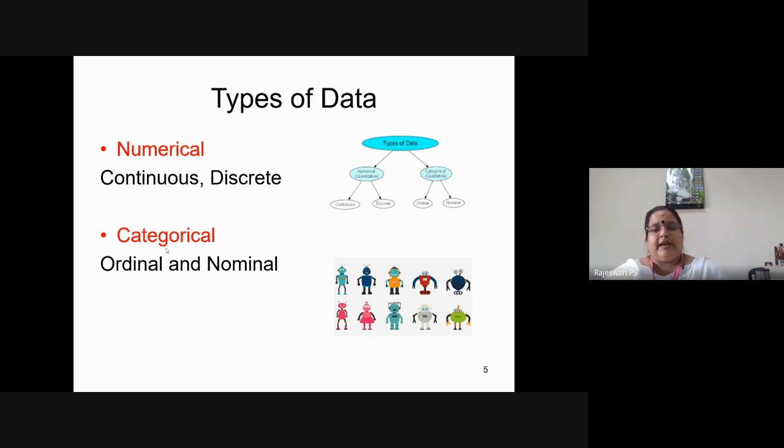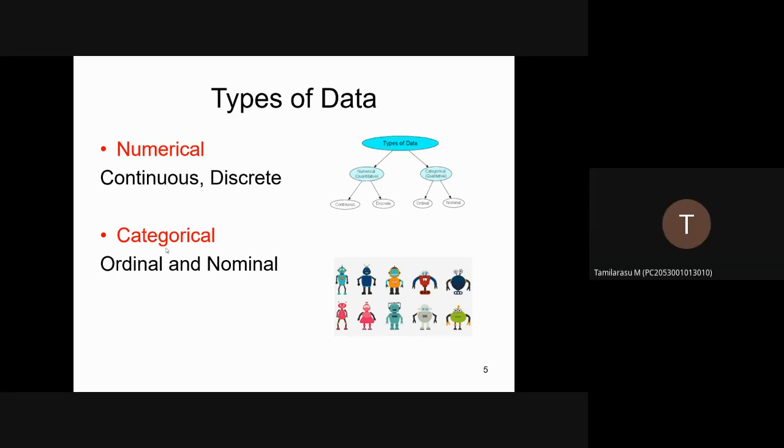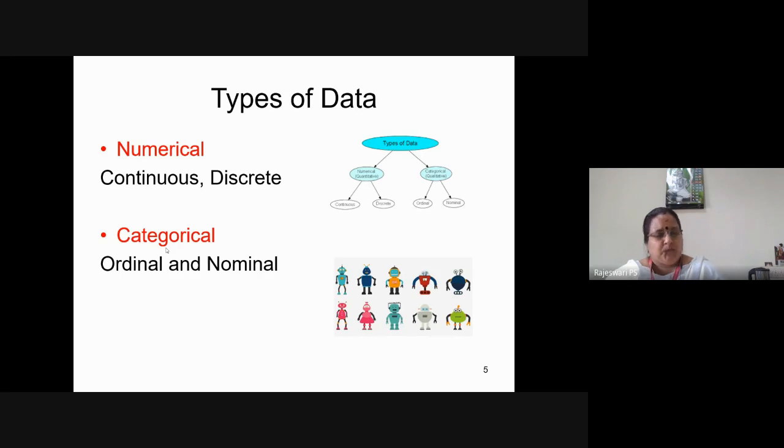Under numerical data, which is quantitative, it is divided further into discrete and continuous. Discrete is very much fixed. You can tell how many children you have. You will say two, three, or one. You will not say 1.5. Am I correct? Yes, ma'am. How many dependents do you have in your family? You can give a whole number, not a fraction.